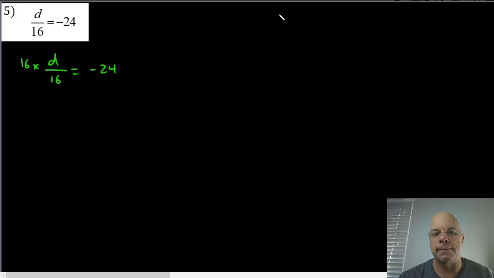And then think about it this way. If you had 32 divided by 16, that would equal 2. And then if you took 2 and multiplied it by 16, you'd get back to 32. Division and multiplication are inverse operations, so one undoes the other. And so we can figure out what d is by doing the inverse of dividing by 16, which is multiplying by 16. But if I multiply the left side of the equation by 16, I need to also multiply the right side of the equation by 16. That's the property of equality that we went over today.